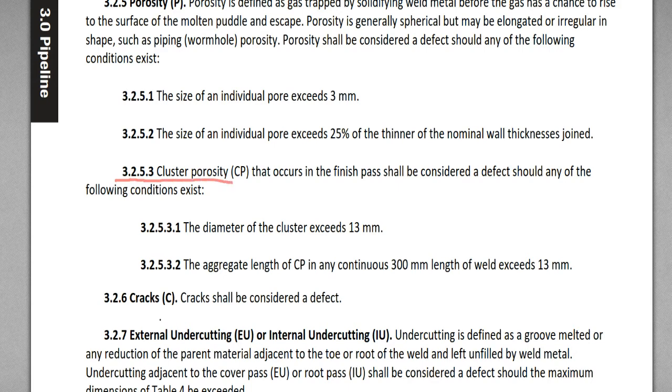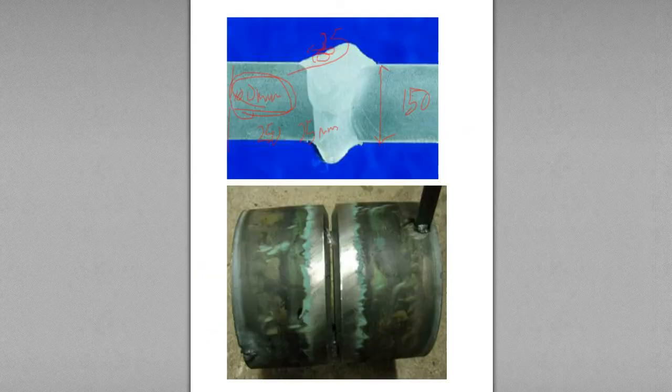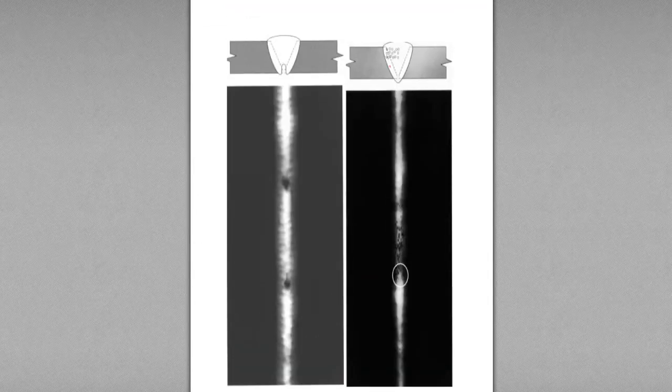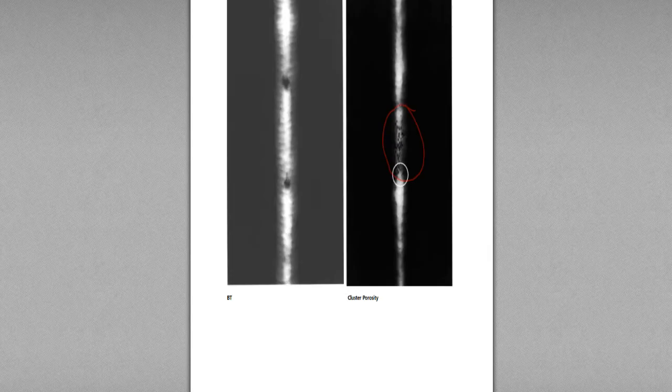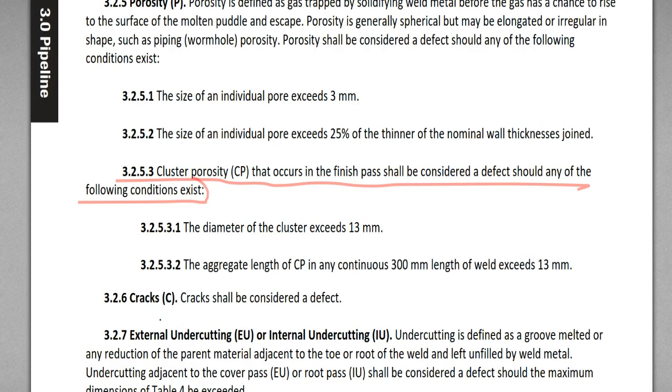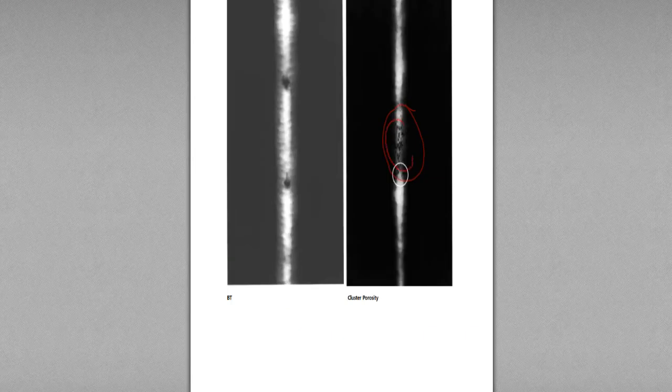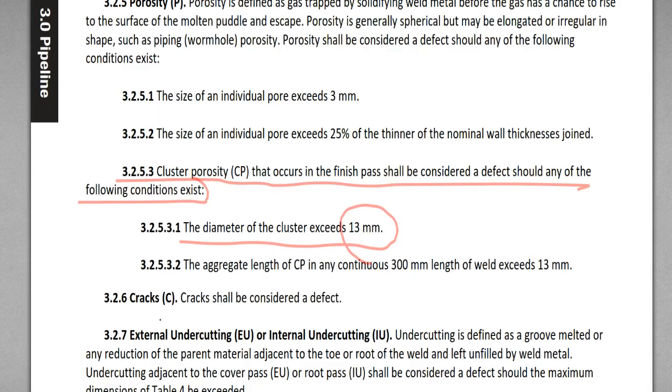3.2.5.3, cluster porosity that occurs in the finished pass should be considered a defect should any of the following conditions exist. This is the cluster porosity on the top surface, and this is reject when the diameter of the cluster exceeds 13 millimeter.